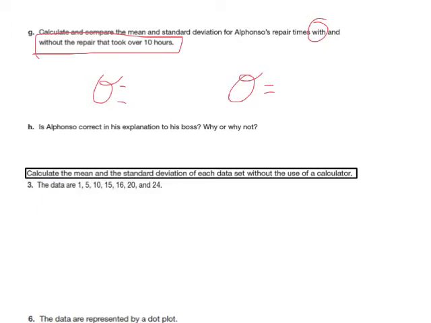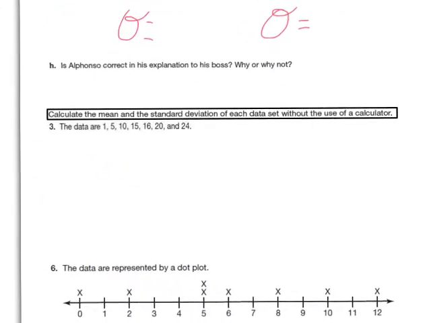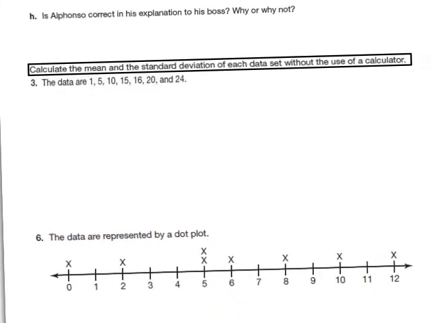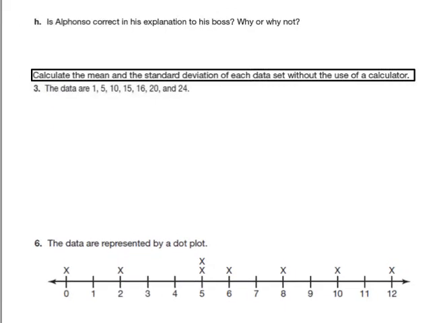Number 3, calculate the mean and standard deviation for each data set without a calculator. Oh, snap, no calculator. All right, so for number 3, you will not get any points if you do not show your work. So first, we need to find the mean, okay? So add all this up and divide it by how many there are. That'll find your mean. Okay.